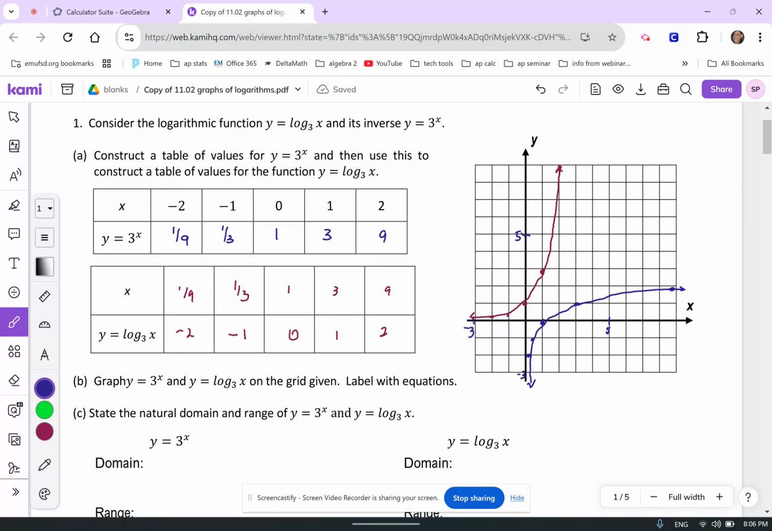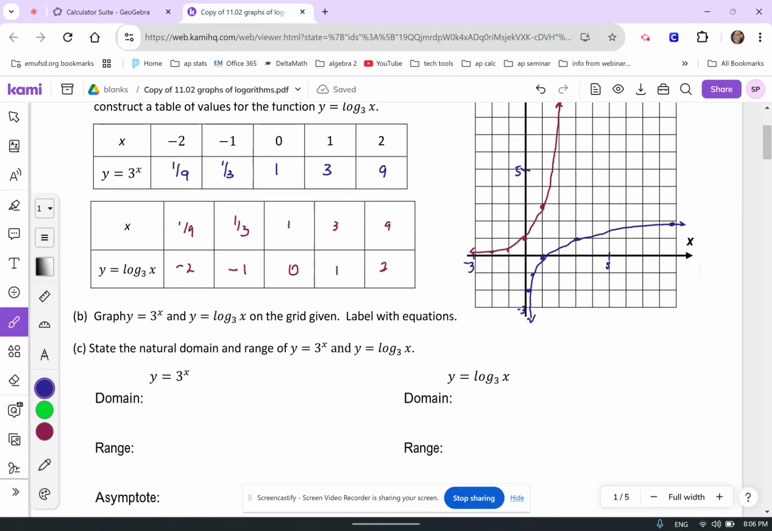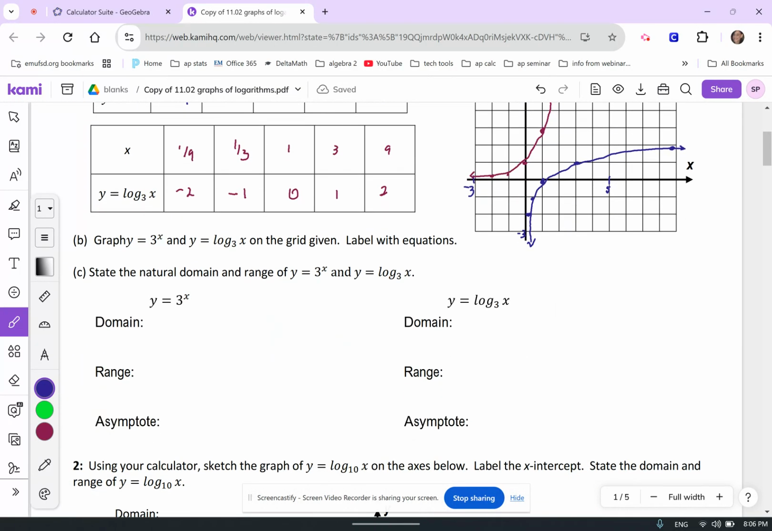And these functions are inverses of each other, and you can get the log function by reflecting it over the line y equals x. You're literally switching your x and y. So we're going to compare the domain and range of the exponential function y equals 3 raised to the x and the log function y equals log base 3 of x.